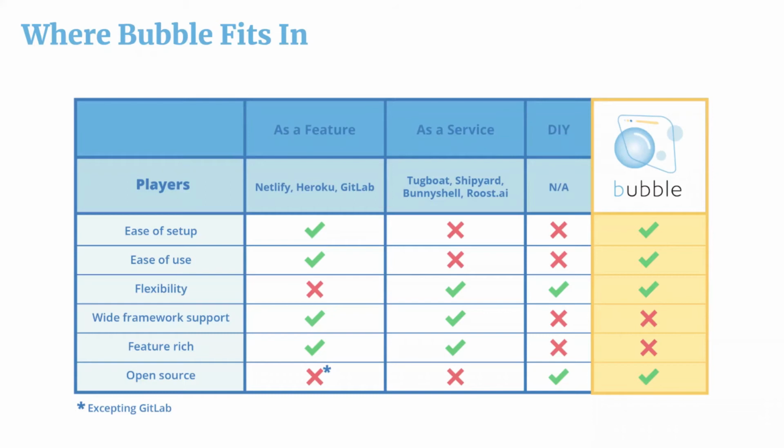Bubble combines some of the benefits of both preview apps as a feature and a DIY approach at the cost of supporting fewer features. The benefits of using Bubble are that a company like Giraffe can have preview app functionality that's easy to set up and use, like preview apps as a feature, while maintaining complete control of their own code and data, like a DIY approach. The trade-off is that Bubble won't be completely customized in the same way a made-from-scratch solution would be, nor does it support the range of languages and frameworks that a hosting platform would.